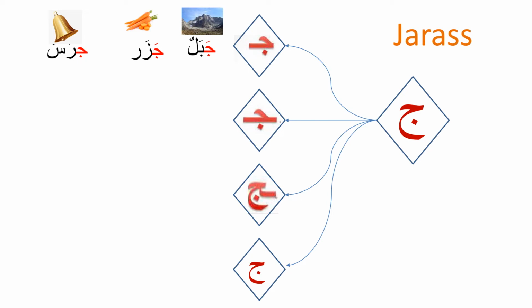Now let's see Jeem in the middle of the word. Masjid, a mosque. This letter in green is Jeem in the middle of the word. What's under this letter? There is kasra. So we have to pronounce it as Ji, not Ju or Ja. So Ji, masjid. Masjid means a mosque.